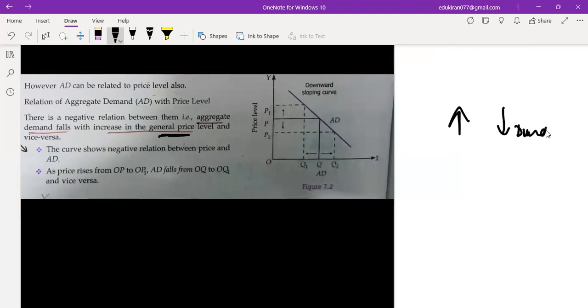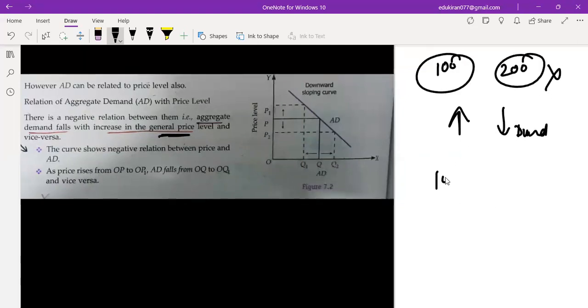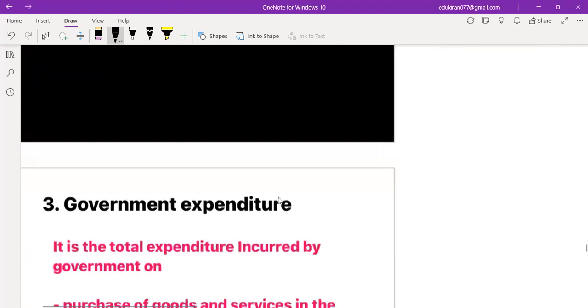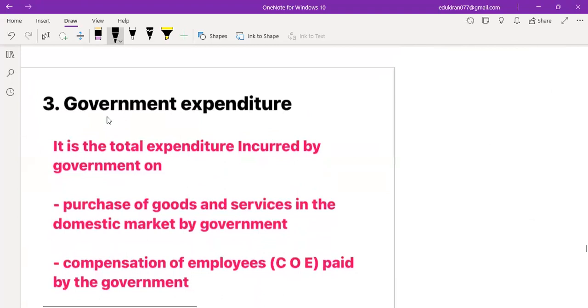You generally know, right? If the chocolate which was 100 rupees is now 200 rupees, will you purchase? No, ma'am. But if the chocolate was 100 rupees and now it is 50 rupees, you will demand more, right? Yes, ma'am.